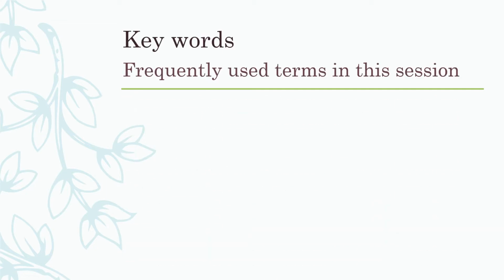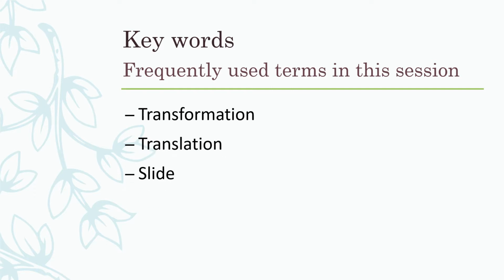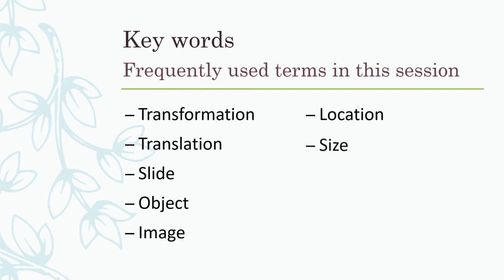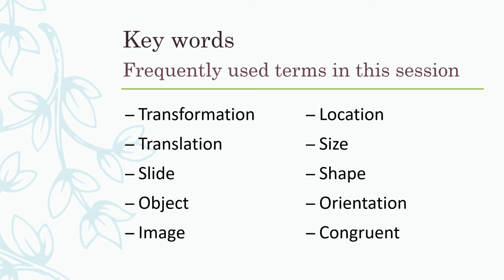Now, why don't we take a look at some of the keywords we're going to be seeing in today's lesson. Transformation, as you know, is the topic that we're discussing. Translation, which is the specific transformation that we're looking at. Slide, which is the name that you should be familiar with from primary school. Then we're going to learn about the object, the image, location, size, shape, orientation, and congruent. These are all keywords you're going to be finding in today's lesson, which will be highlighted. So let's jump straight into our lesson today.